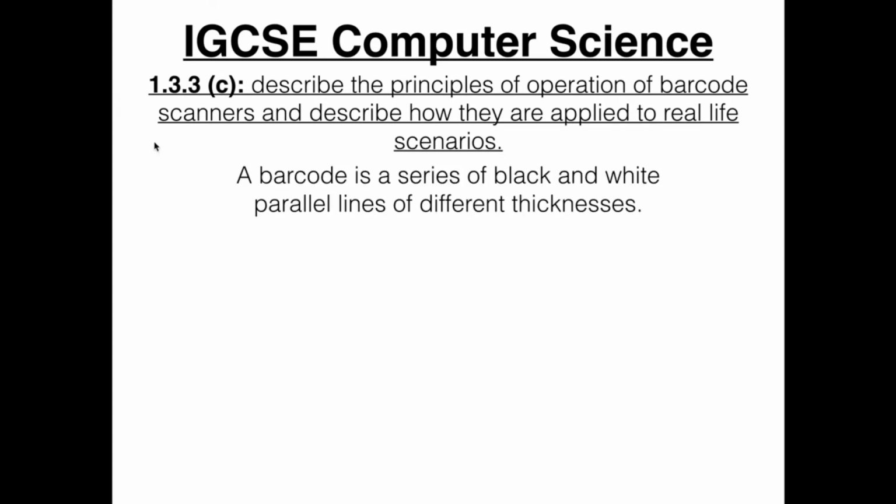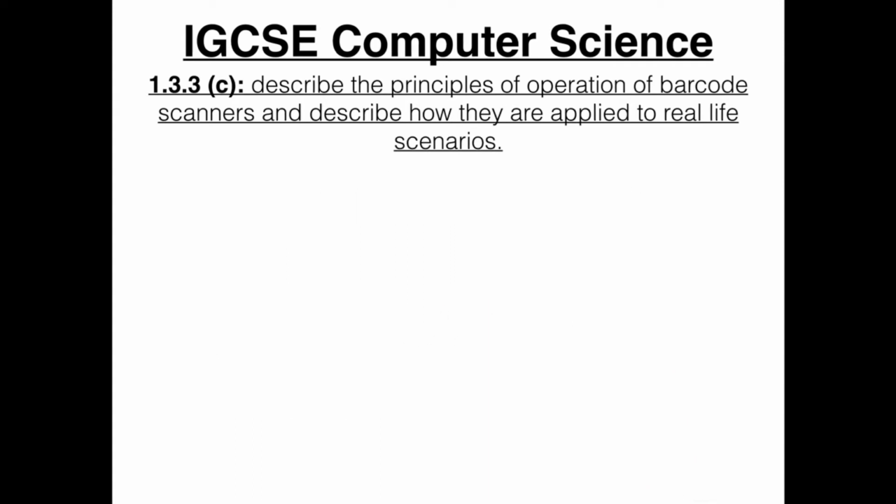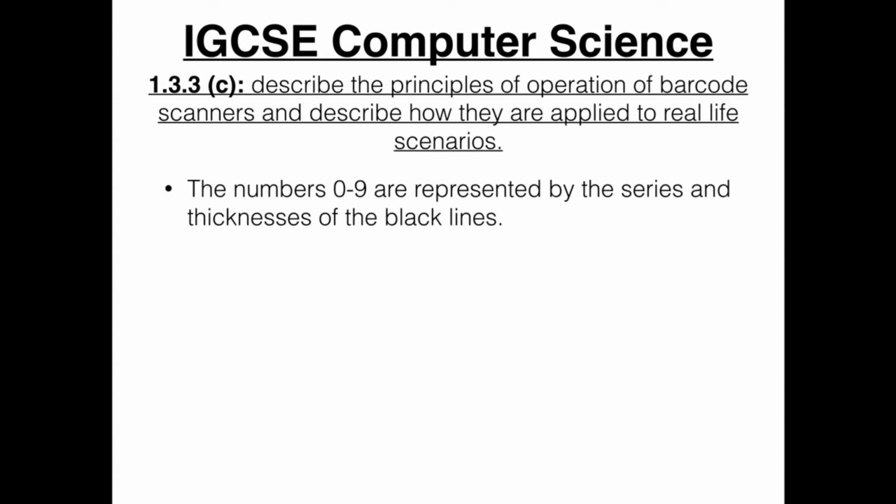But if you don't know, a barcode is a series of black and white parallel lines of different thicknesses. So it looks kind of like this. You may see these in supermarkets and libraries. So this thing scans this thing. The numbers on a barcode, 0 to 9, are represented by series and thicknesses of the black lines.